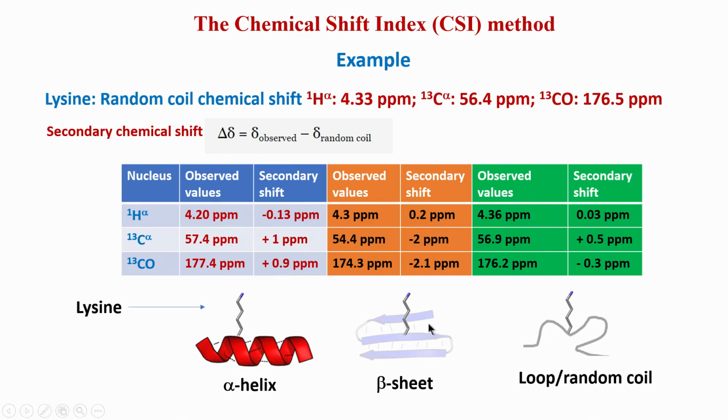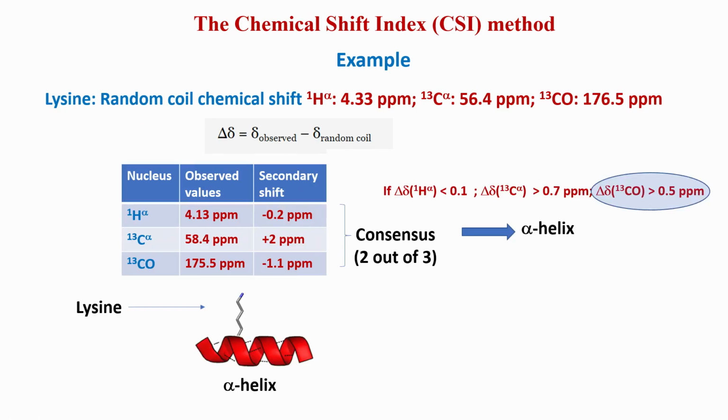Once we calculate these deviations, how do we actually show this in a graphical manner? In publications, you will see that people present the secondary structure of a protein with the CSI method in a very nice graphical manner. Let us see how we can do that. This slide shows the consensus approach. Let us say this was the observed value. It shows that 2 out of 3 are agreeing, but not all of them. Although only one is disagreeing, we can still say that it is alpha helix.